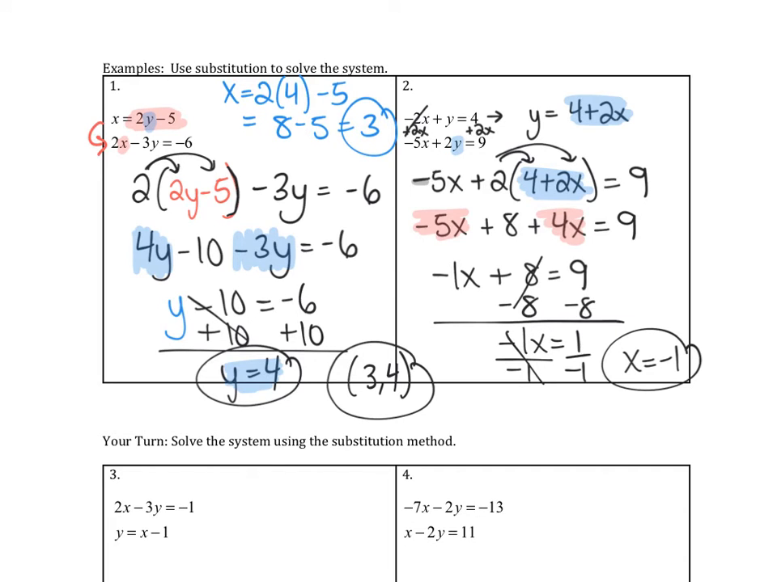Now in order to find the other, in order to find the y, I'm going to take this x value and plug it back into one of the equations. And I think I'm going to plug it into my first equation right there. So when I do so, I get y equals 4 plus 2 times negative 1. And 2 times negative 1 is negative 2. So you get 4 plus negative 2, which is 2. So our final answer for the solution to this system of equations would be written as an ordered pair where x is negative 1 and y is 2.